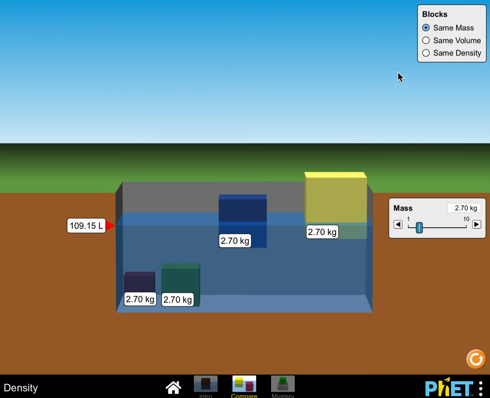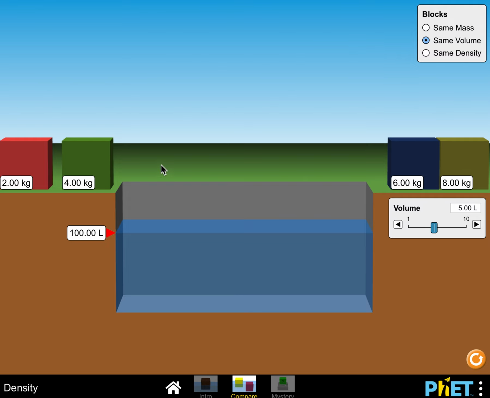Let's look at the other case. So now let's say that we have these materials. So now they all have the same size, but they have different masses. So this means the red one here is 2 kilograms. It has a smaller mass, so less protons. All the way to the right here, this one has 8 kilograms, so it has more protons.